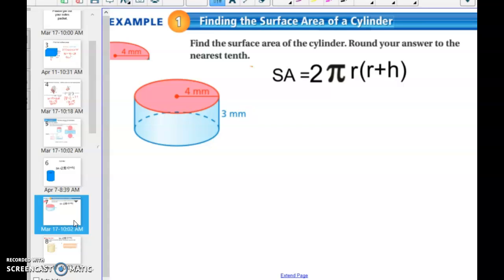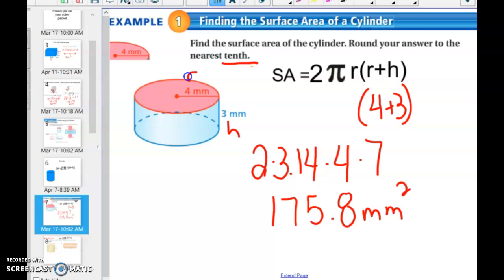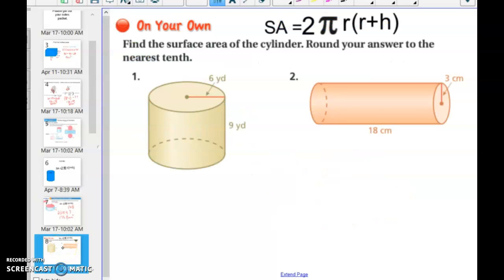So we need to find the surface area of this cylinder. So I see my radius is 4 and my height is 3. So what I'm going to do first is add 4 plus 3, and of course that is 7. So then I'm going to do 2 times 3.14 times my radius, which is 4, and I'm going to times that by 7 right there. So then that, just entered into my calculator, is going to give me my surface area, which is 175.8 millimeters squared, because it says rounded to the nearest tenth for that one. Alright, you can pause the video and do those two on your own.